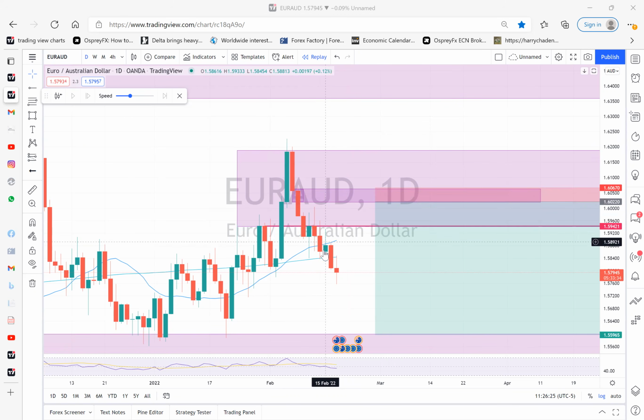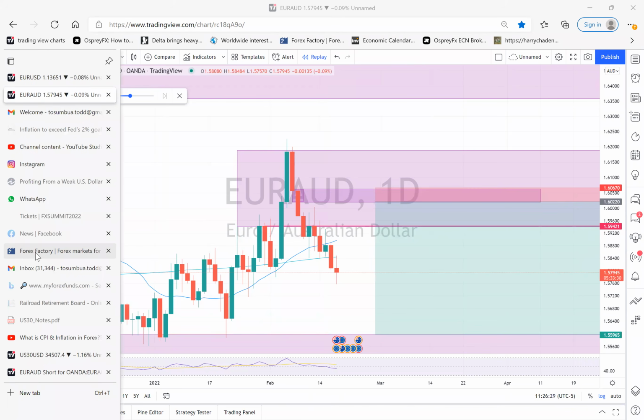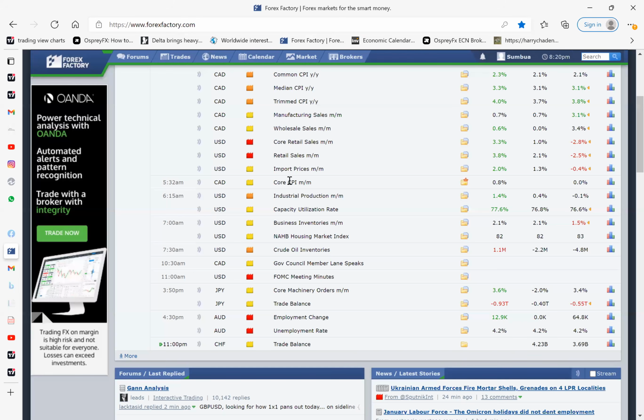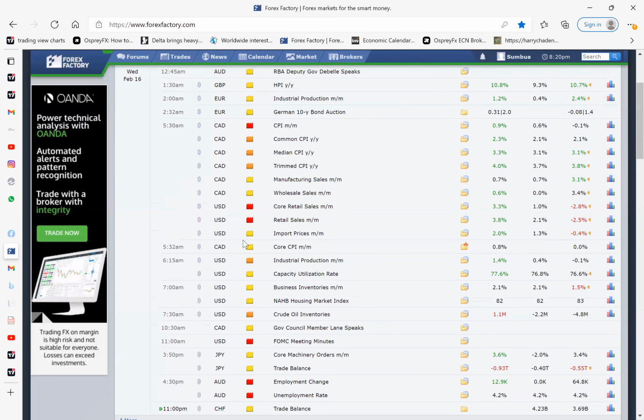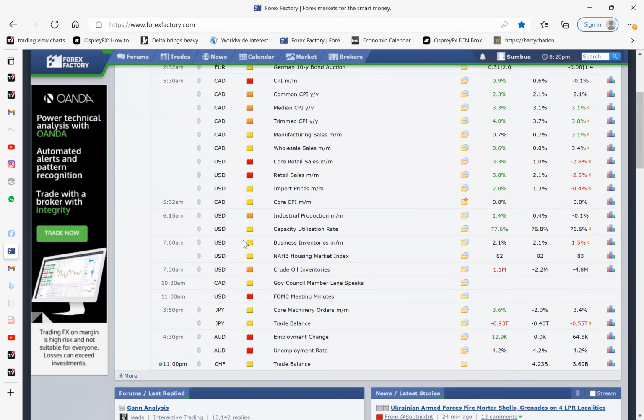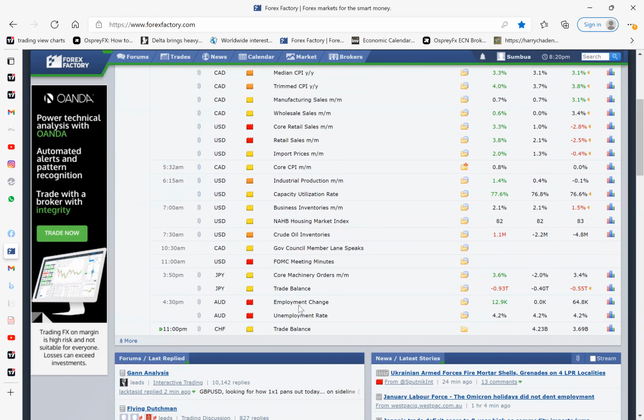As a matter of fact, this green candle happened because of news. What did Australia have? They had some PMI numbers or something. What did the AUD have? This employment. Y'all see this employment change? This employment change was positive news.